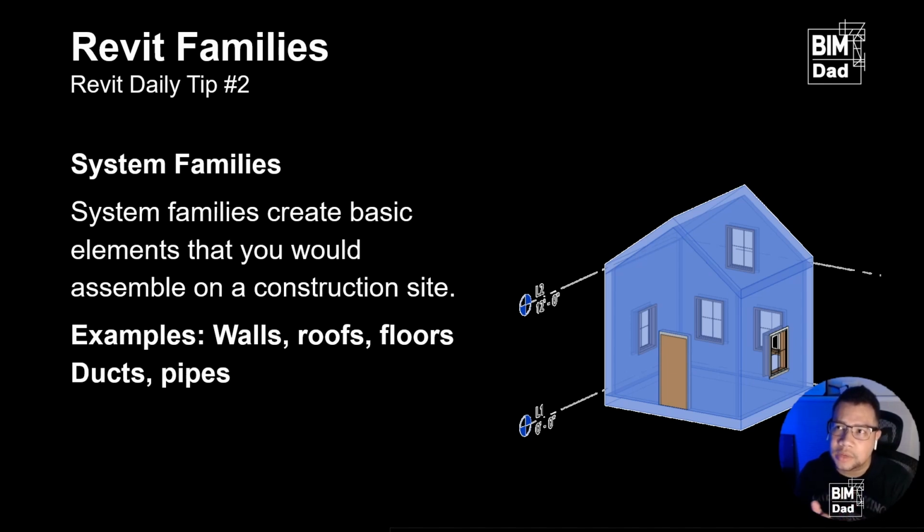First up, we have system families. System families are the backbone of your model, right? They are your host families. They primarily live in your model, meaning they don't have a separate file that you can edit. So primarily these are your walls, roofs, floors, ceilings. Ducts and pipes are also, but if you're in architecture, you're probably not modeling those, hopefully. But sometimes you need them in renderings, and your MEP guys are not quite there yet.